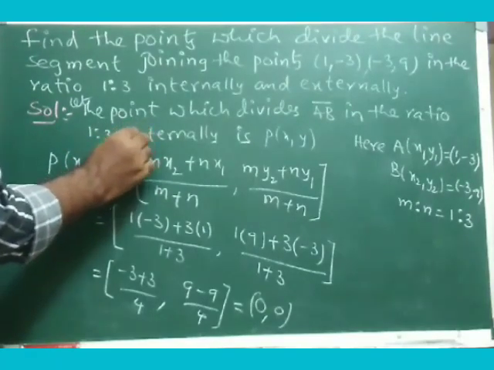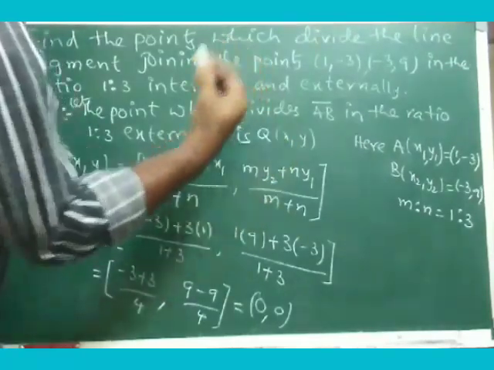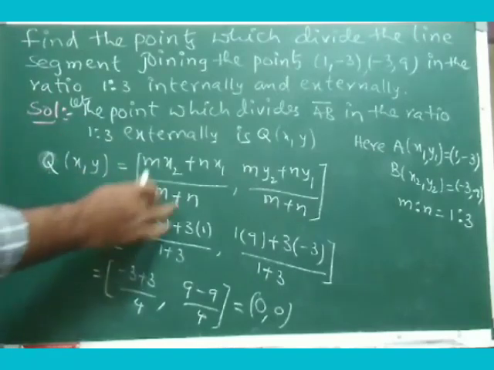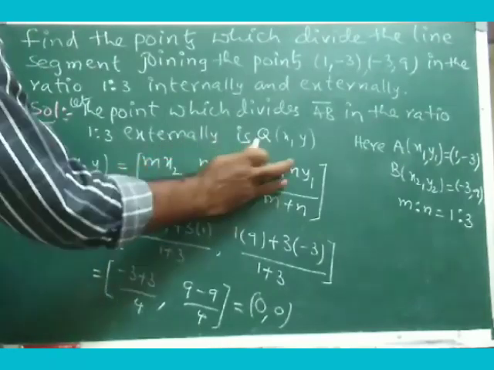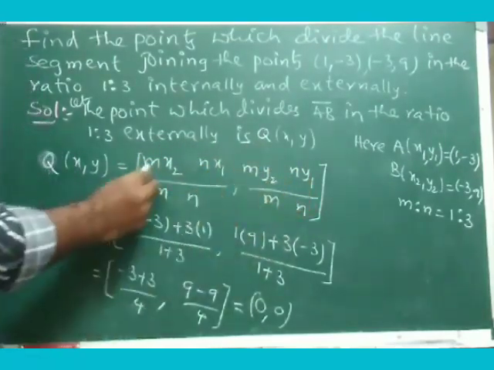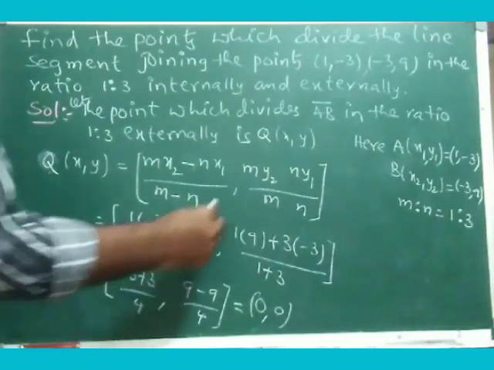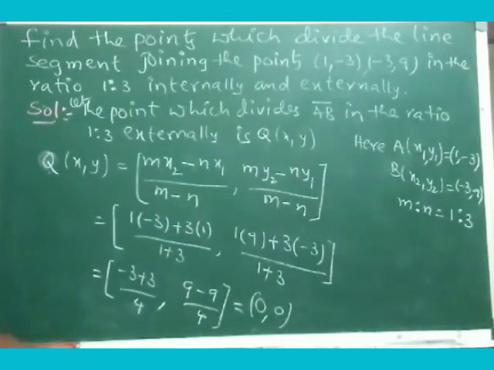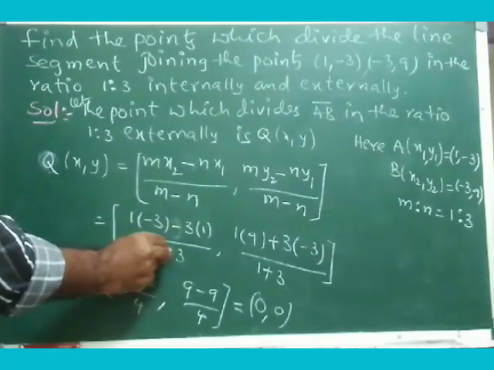Okay. Now let us see the point which divides externally. Say the point which divides in the ratio 1:3 externally is some Q. Because it is external, just the sign is going to be changed in the formula. If the ratio is external, Q equals ((mx2 - nx1)/(m - n), (my2 - ny1)/(m - n)). So we just need to change the sign, replace with minus.